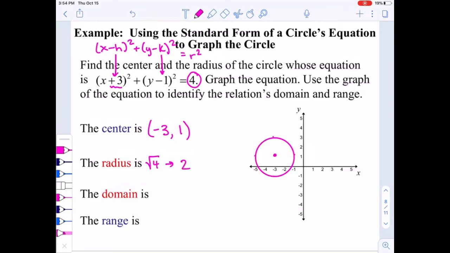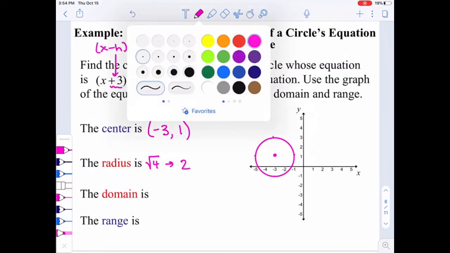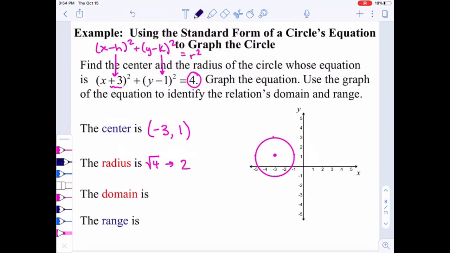From there, it wants to know what is the domain and what is the range. So domain, as we go from left to right, the smallest value we had was over here at -5, and the greatest value we have is -1. And those are exactly 2 units away, 2 spaces away from the center of that circle, which was our radius. So we're going to go from -5 to -1 inclusive. So we're going to have a domain of -5 to -1 inclusive.